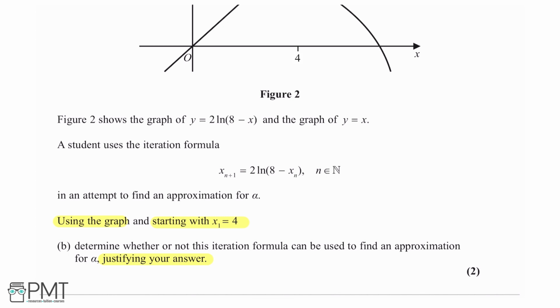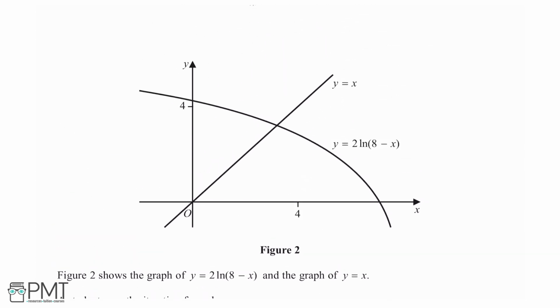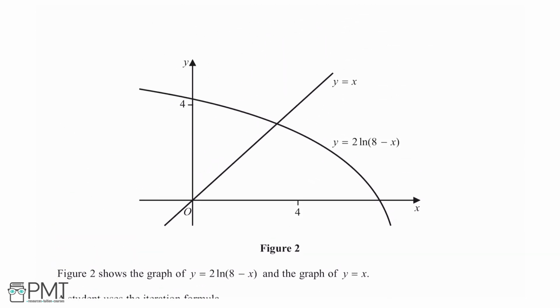So because we need to use a graph, what we can do is look at drawing either a staircase or a cobweb diagram. A staircase diagram, remember, goes something along the lines of this, and a cobweb diagram sort of spirals in like this, like a cobweb does, okay?